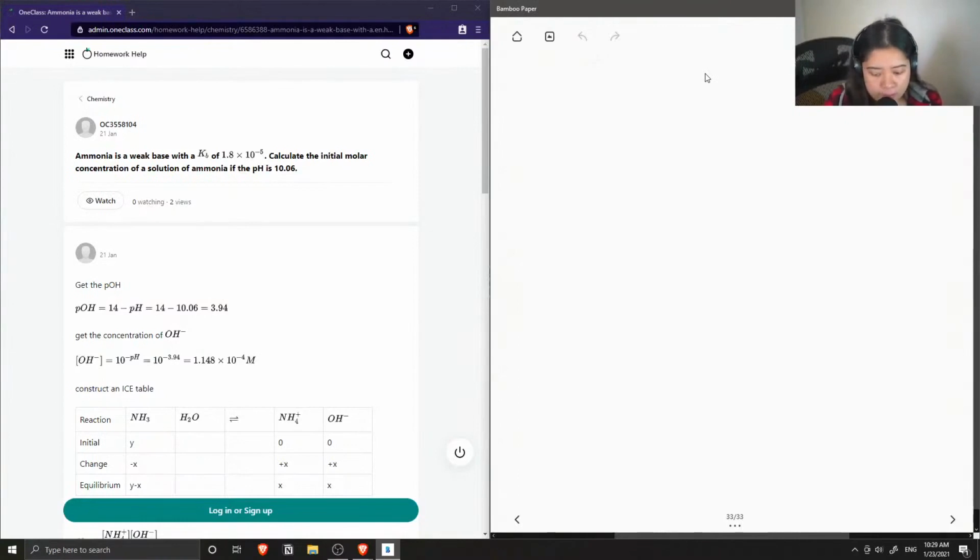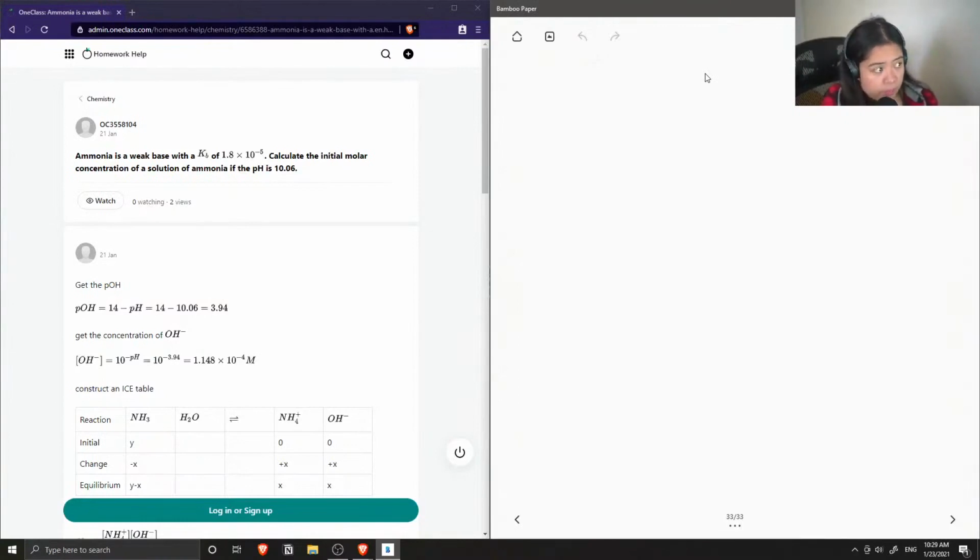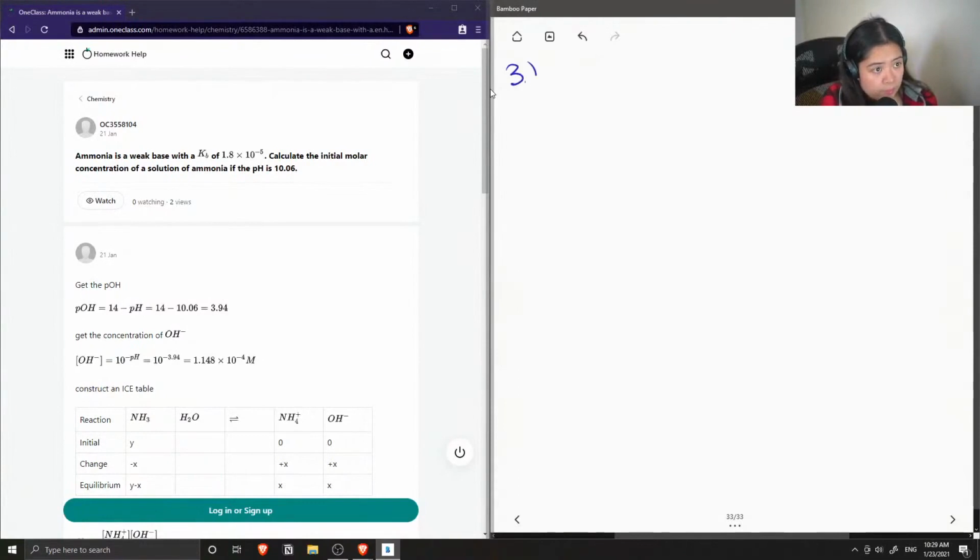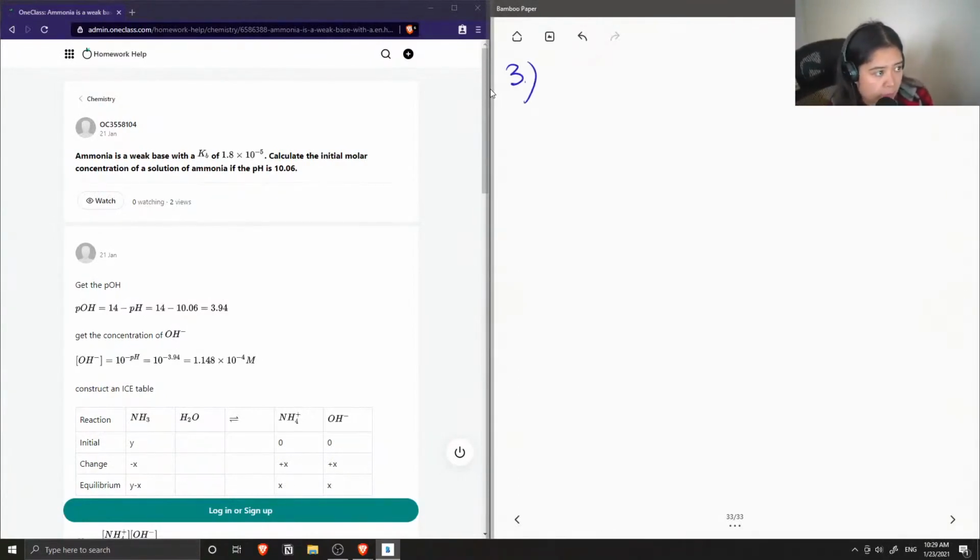Okay, so question number 3. Ammonia is a weak base with a Kb value of 1.8 times 10 to the negative 5. Calculate the initial molar concentration of a solution of ammonia if the pH is 10.06.